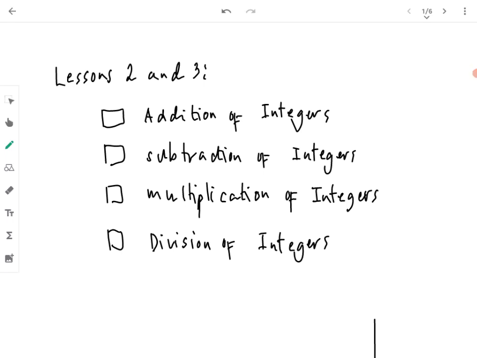In this video, we're going to talk about lessons 2 and 3. Lesson 2 is the addition and subtraction of integers, and lesson 3 is the multiplication and division of integers. But before we proceed, let us first settle on the definition of integers.